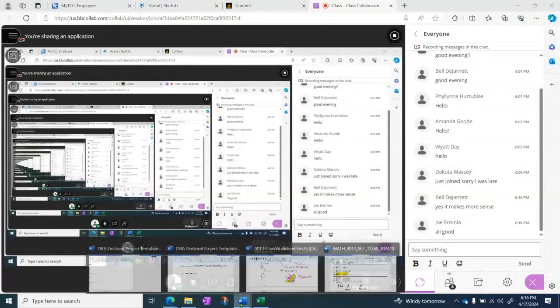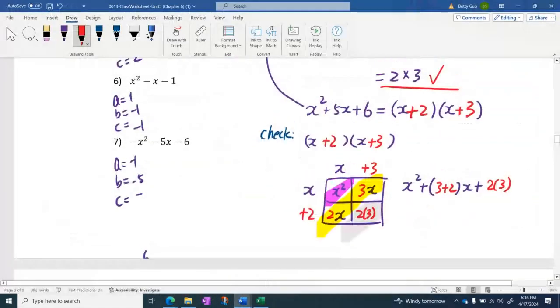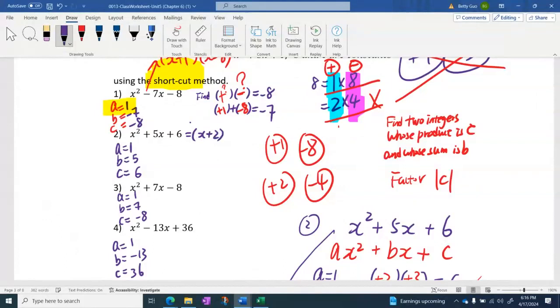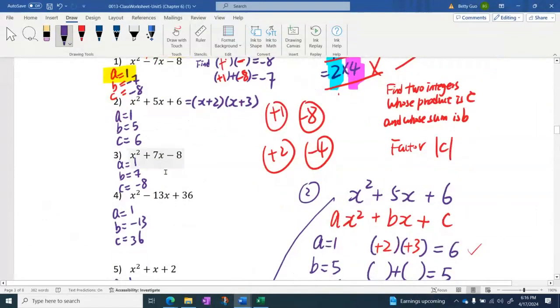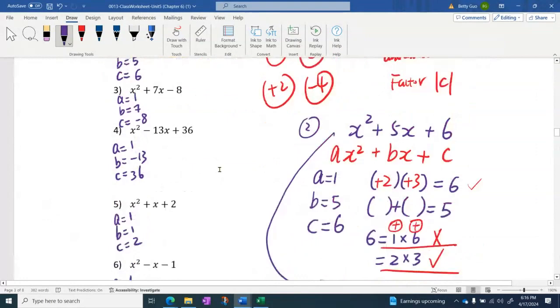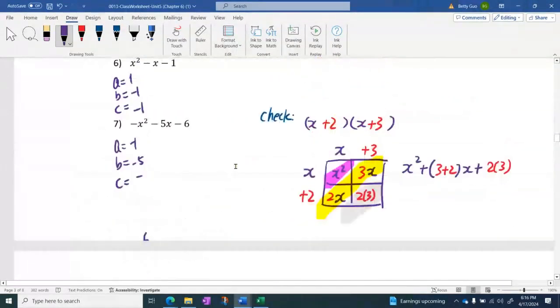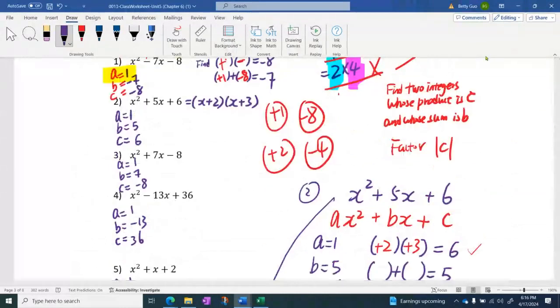Okay. Let's continue though. So that's number 2, right? Let me write a result here. x squared plus 5x plus 6 equals x plus 2 times x plus 3, or x plus 3 times x plus 2. Really doesn't matter the order. And number 3 is x squared plus 7x minus 8. I need to erase something to have more space. Let me erase those.